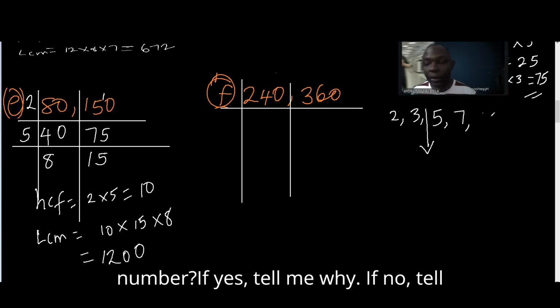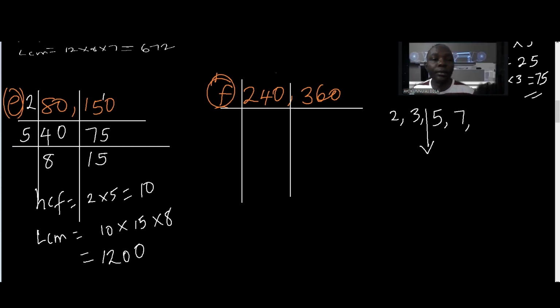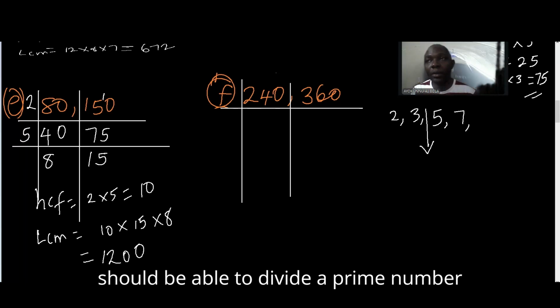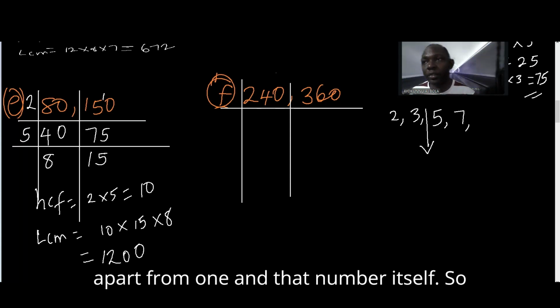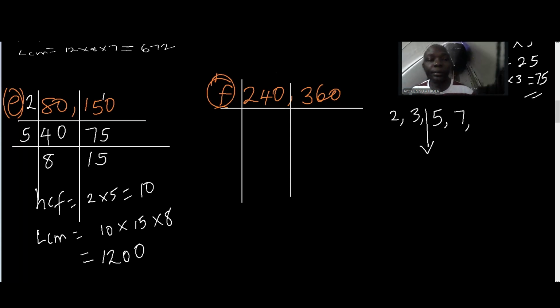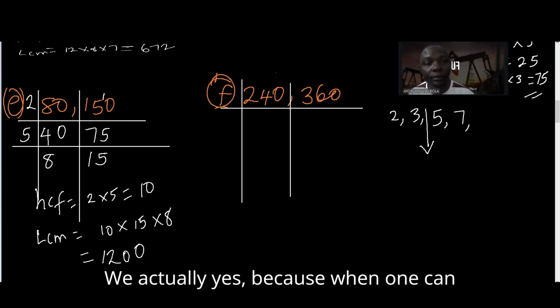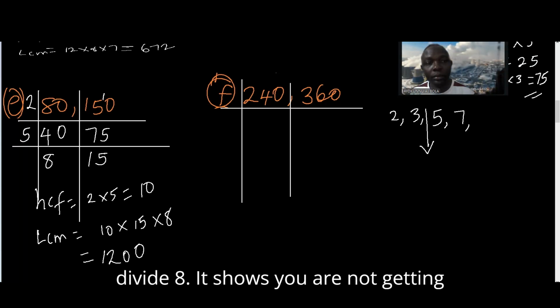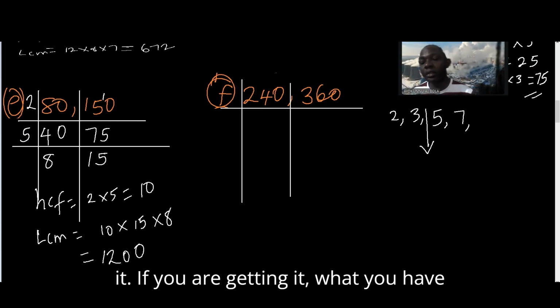Is 8 a prime number? If yes, tell me why. If no, tell me why not. Remember, I said a prime number, nothing should be able to divide a prime number apart from 1 and that number itself. So is 8 a prime number? Wait, actually, yes, because one can divide eight, two can divide eight. It shows you are not getting it.